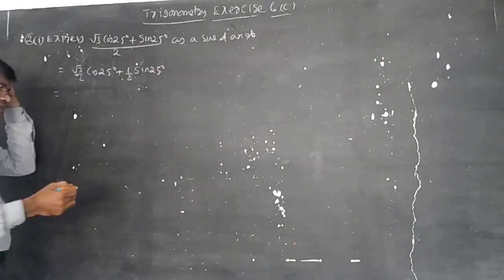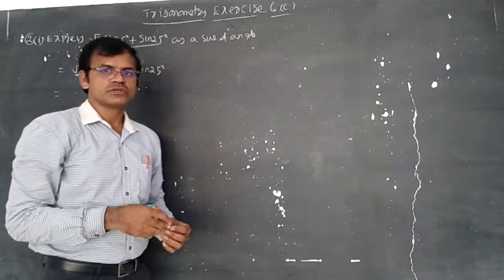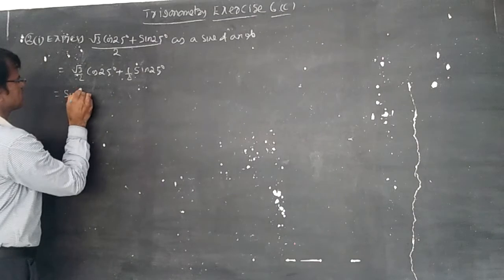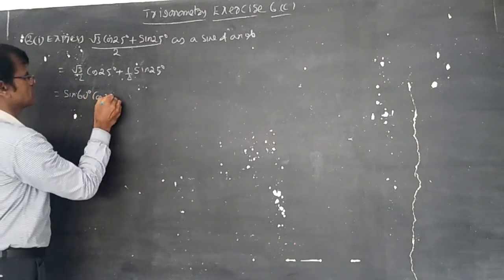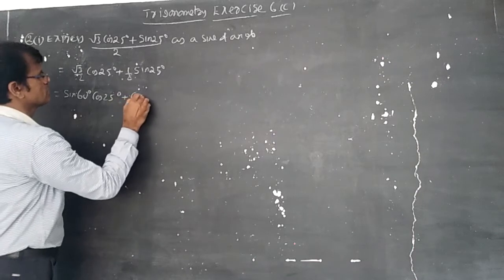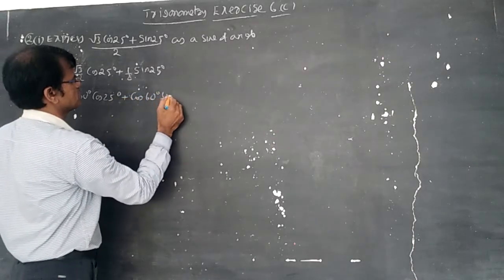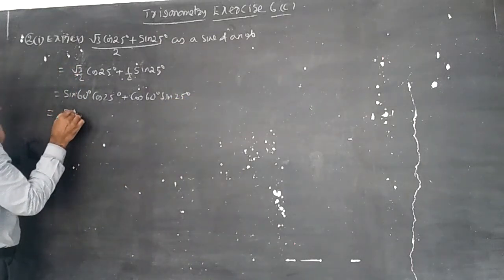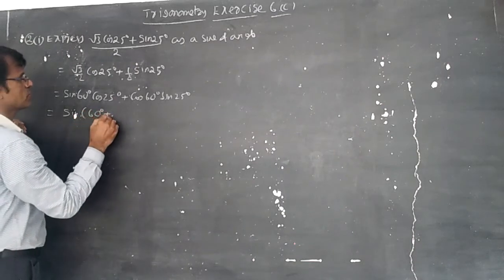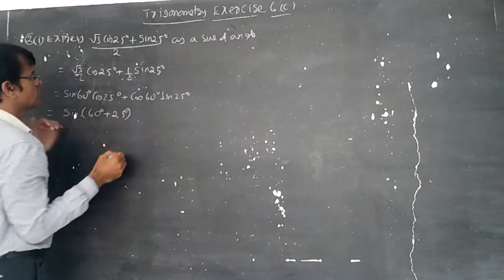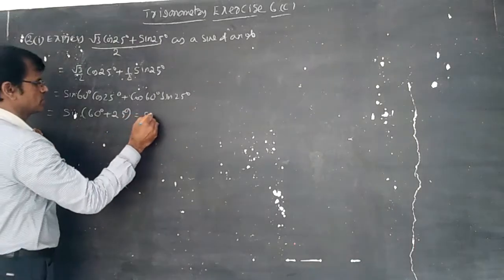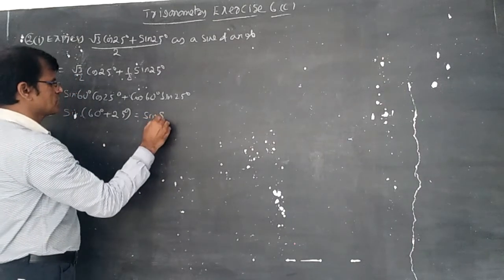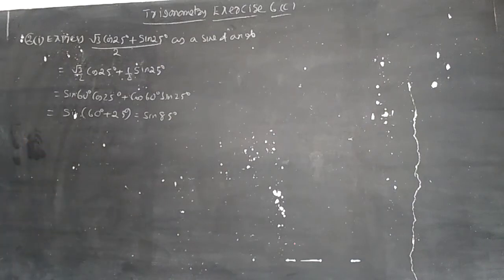So what is he asking about? A sin angle. So the sin A cos B plus cos A sin B model we need to take. So sin 60 you write here, sin 60 into cos 25 plus cos 60 into sin 25. This is sin of 60 plus 25. Because of the sin A cos B plus cos A sin B concept, it is the sin of A plus B formula. So sin, this is 85 degrees.